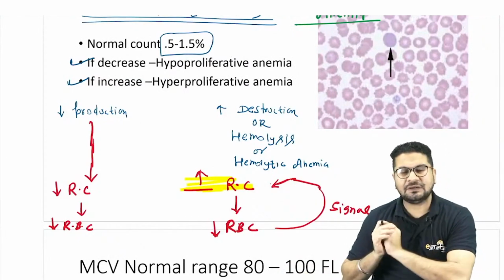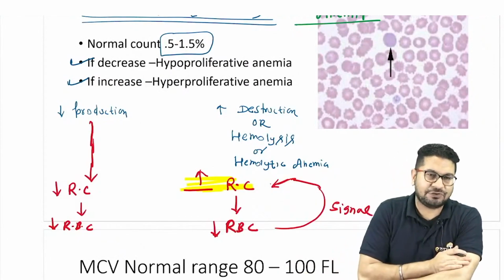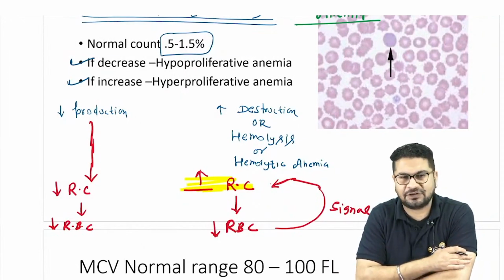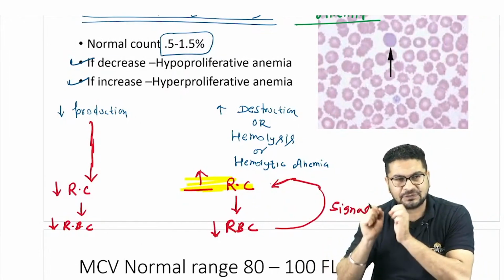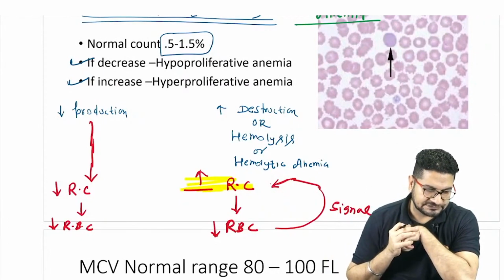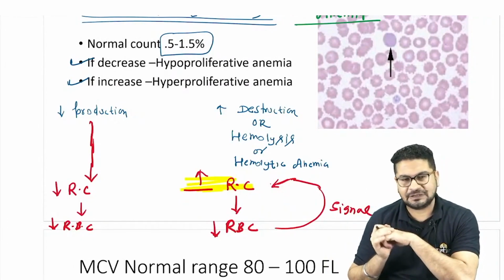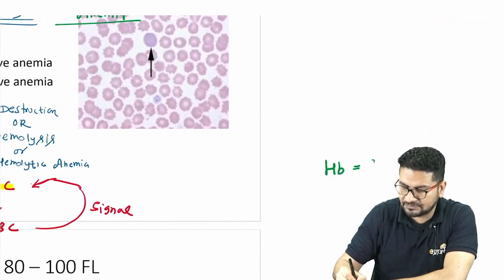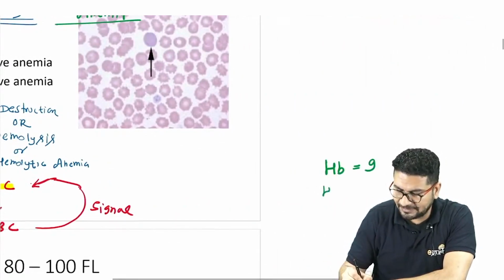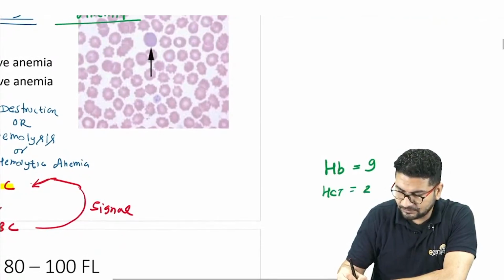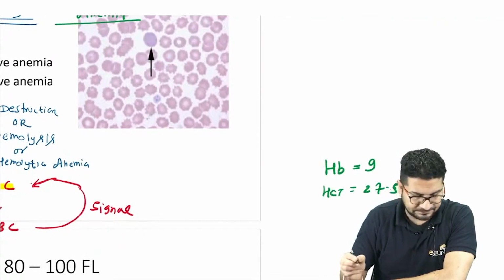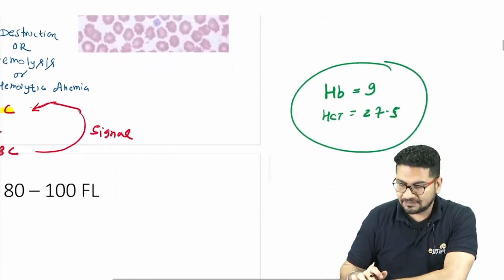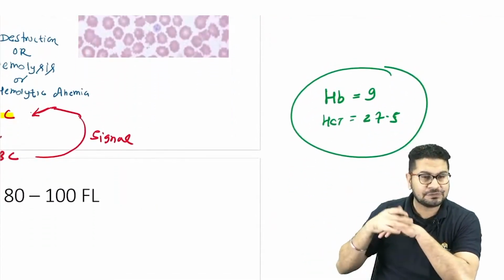Now the next thing. Suppose you have seen a report, a patient having hemoglobin value 10, or I can say 9.5. You understood it is anemia. Clear? Suppose you are seeing a CBC report like this, hemoglobin value 9, hematocrit value 27.5, let me say 27, right? So you understood it's anemia.